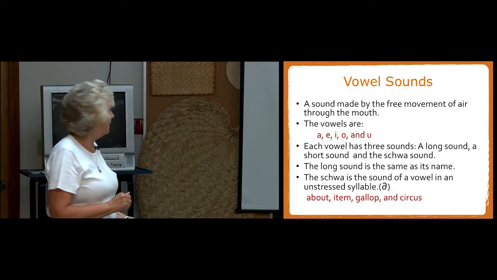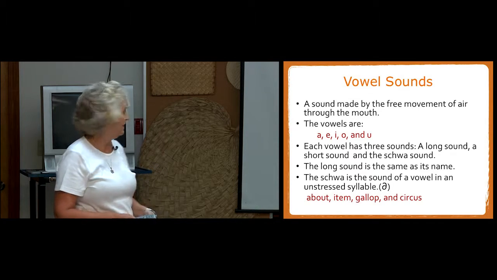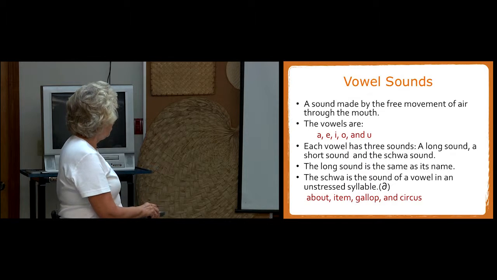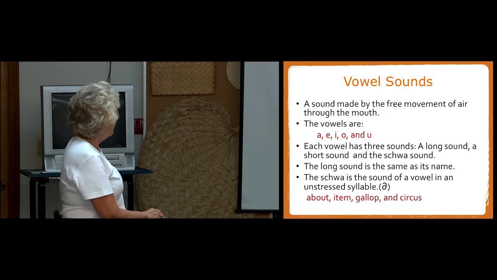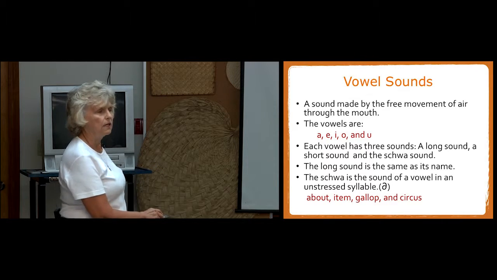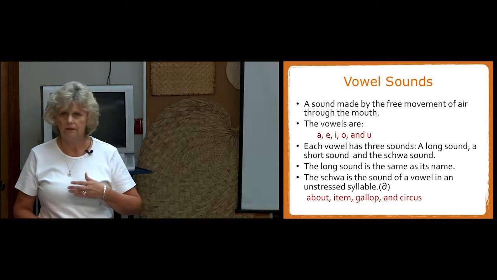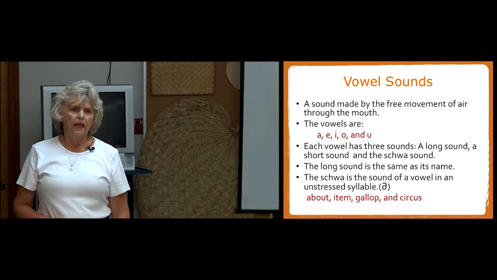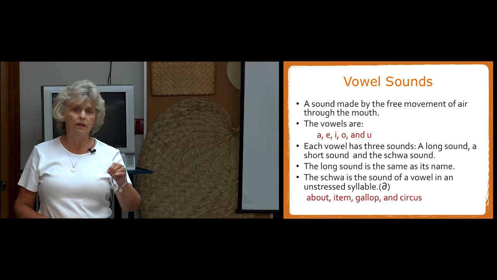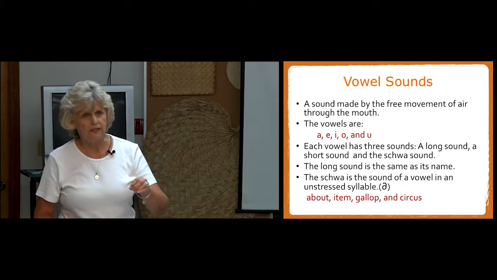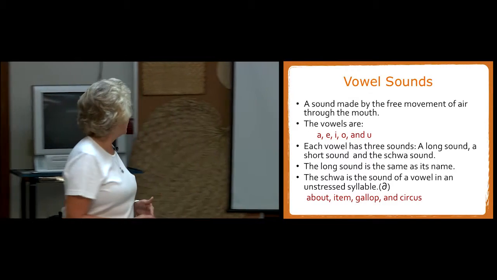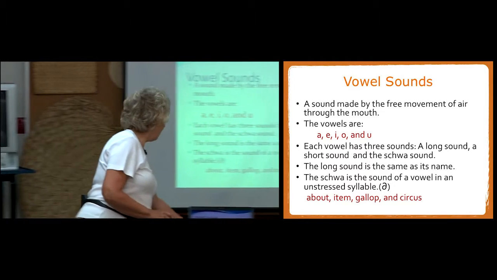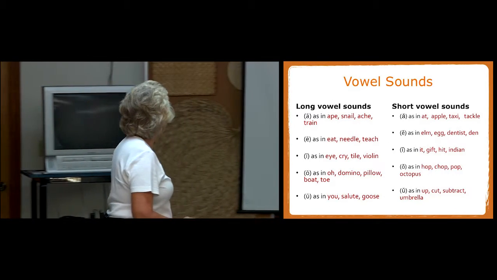Let's read those. Those all have the schwa sound. About, item, gallop, and circus. Every one of them had the schwa sound. And so if you're trying to spell a word by sound and you haven't memorized it, you really don't know whether to put an I, an E, an O, or a U in it, because they make the same sound. All right, so those are the three sounds.